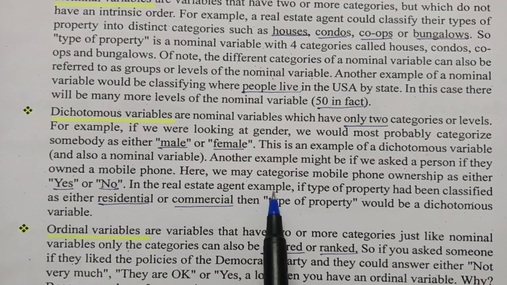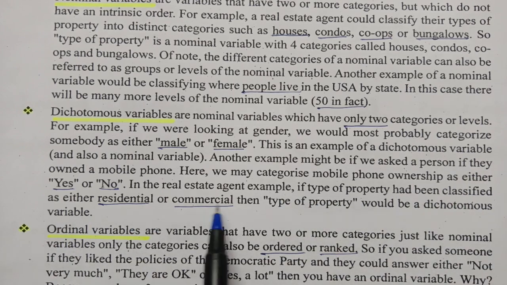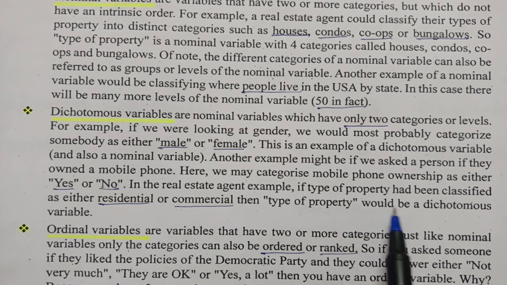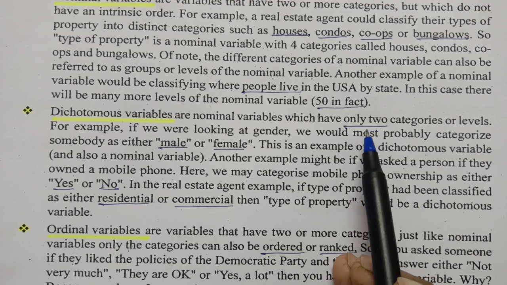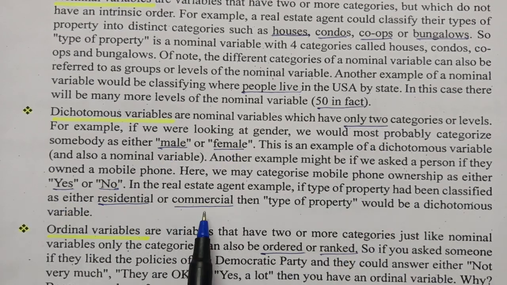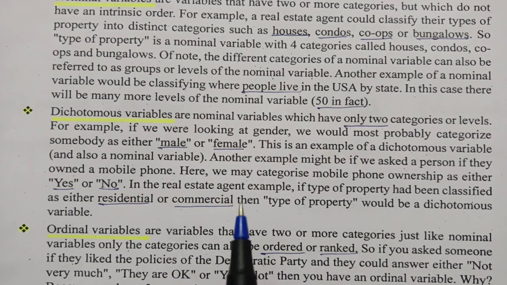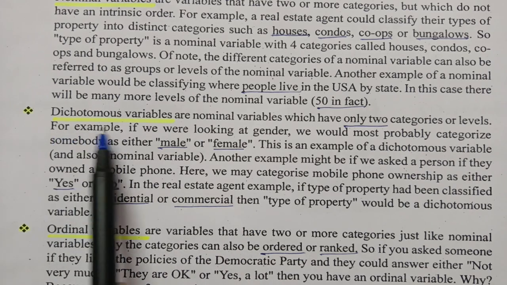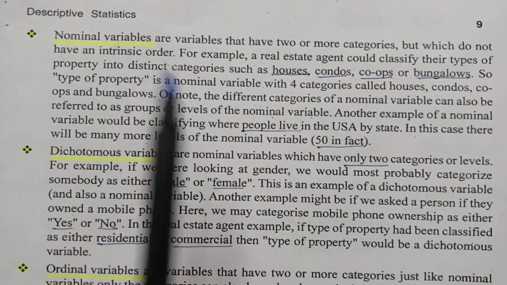In the real estate agent example, if the type of property is classified as either residential or commercial, then the type of property would be a dichotomous variable. A dichotomous variable has classifications between only two categories: male or female, yes or no, residential or commercial. If there are only two categories, we say it is a dichotomous variable. If there are more than two, we call it a nominal variable.